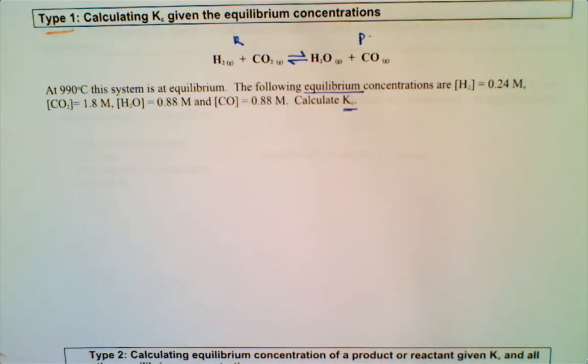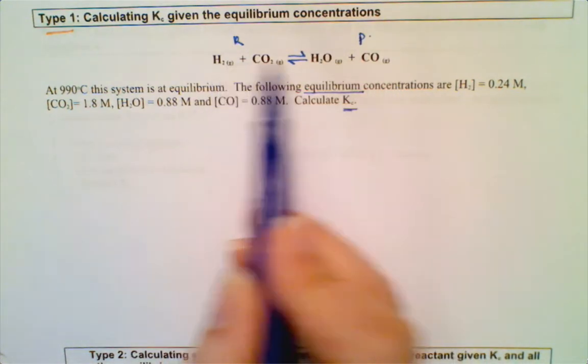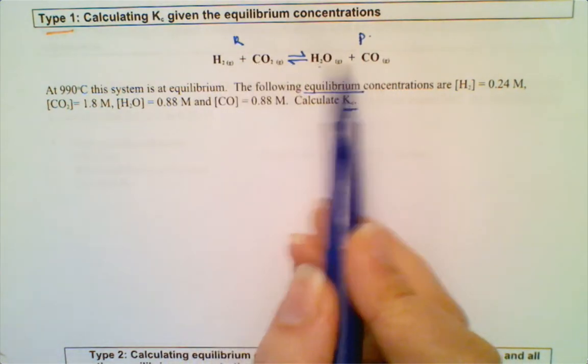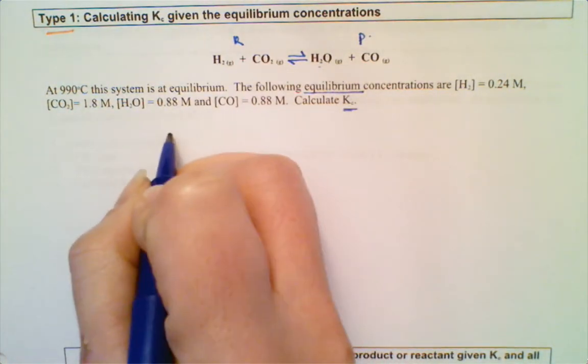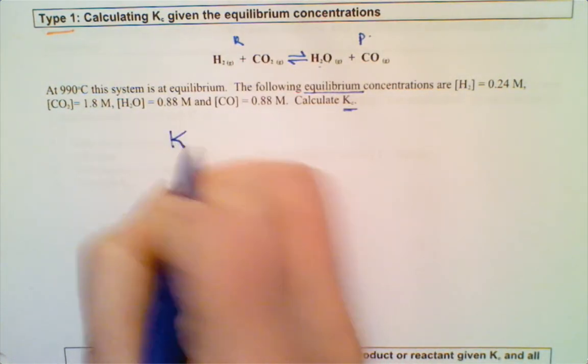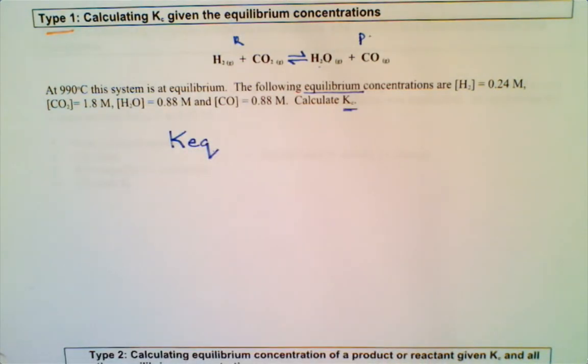The first thing that you want to do is make sure that your equation is balanced. So you've got 2 H, 2 H, one carbon, 2 oxygens, 2 oxygens. Perfect. Next thing you want to do is set up your mass action expression. So you can either write Kc or Keq. You would have seen this in the last module, type 1 and type 2 calculations, but we're just revisiting it here today.